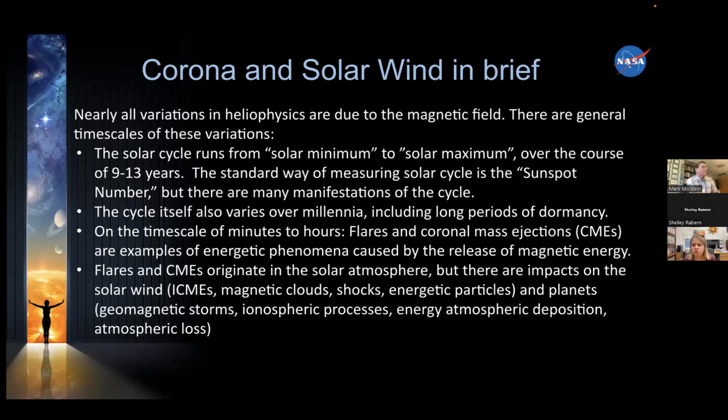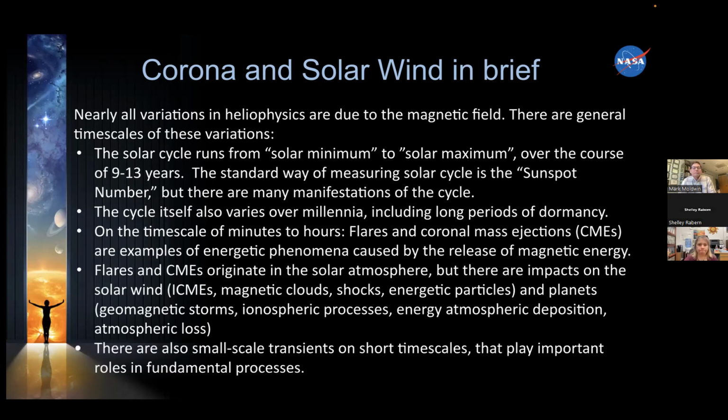They originate in the solar atmosphere, but there are impacts on the solar wind through varying phenomena, and you will learn about some of those impacts tomorrow. And there are certainly impacts on our planets. Whether those planets have a magnetic field or not, there are impacts on planets. And there are also small scale transients on short time scales. And we are becoming increasingly aware of the importance of those small scale transients in determining how the structure evolves and the fundamental processes governing the solar wind.